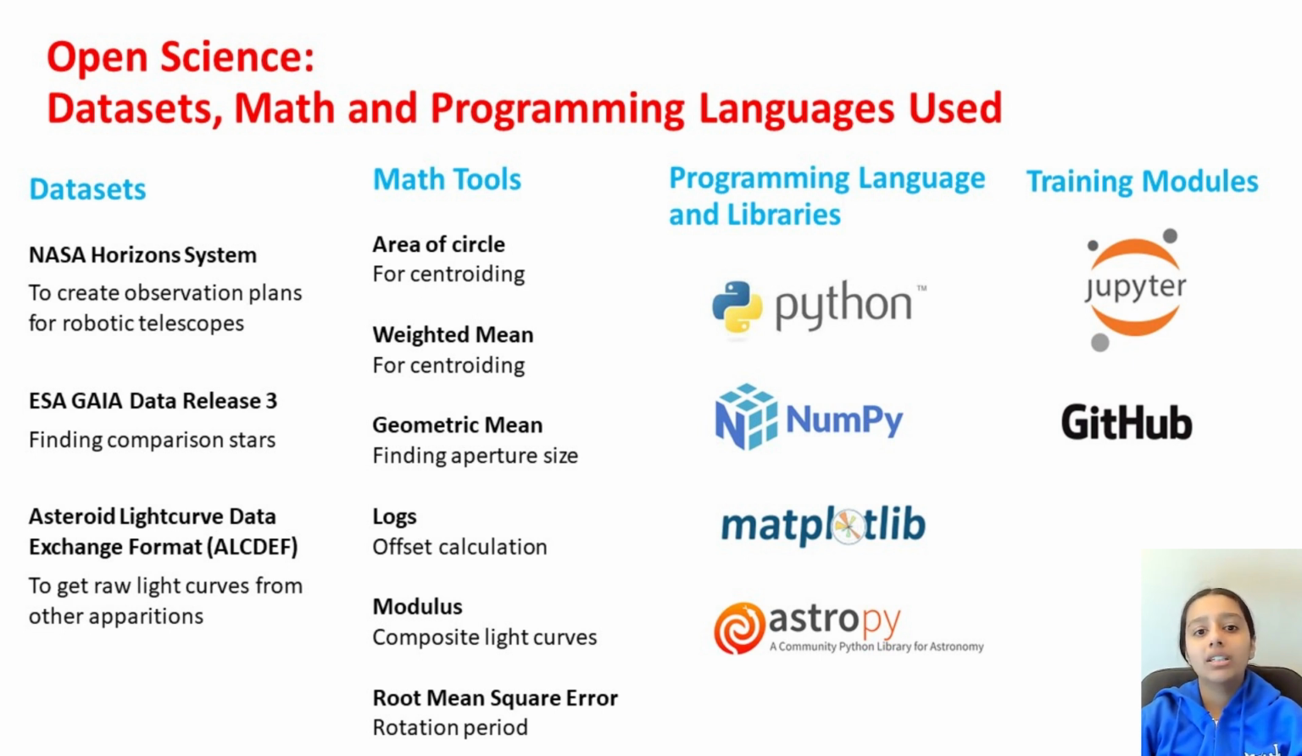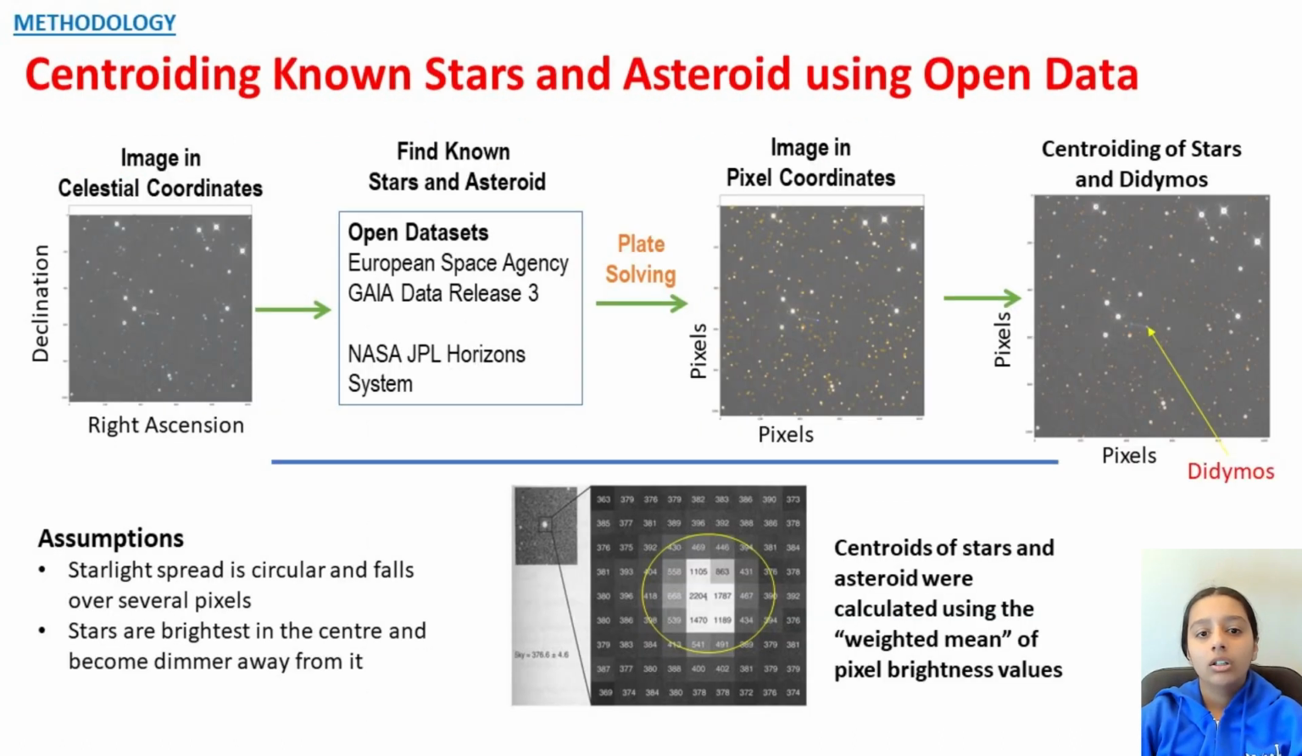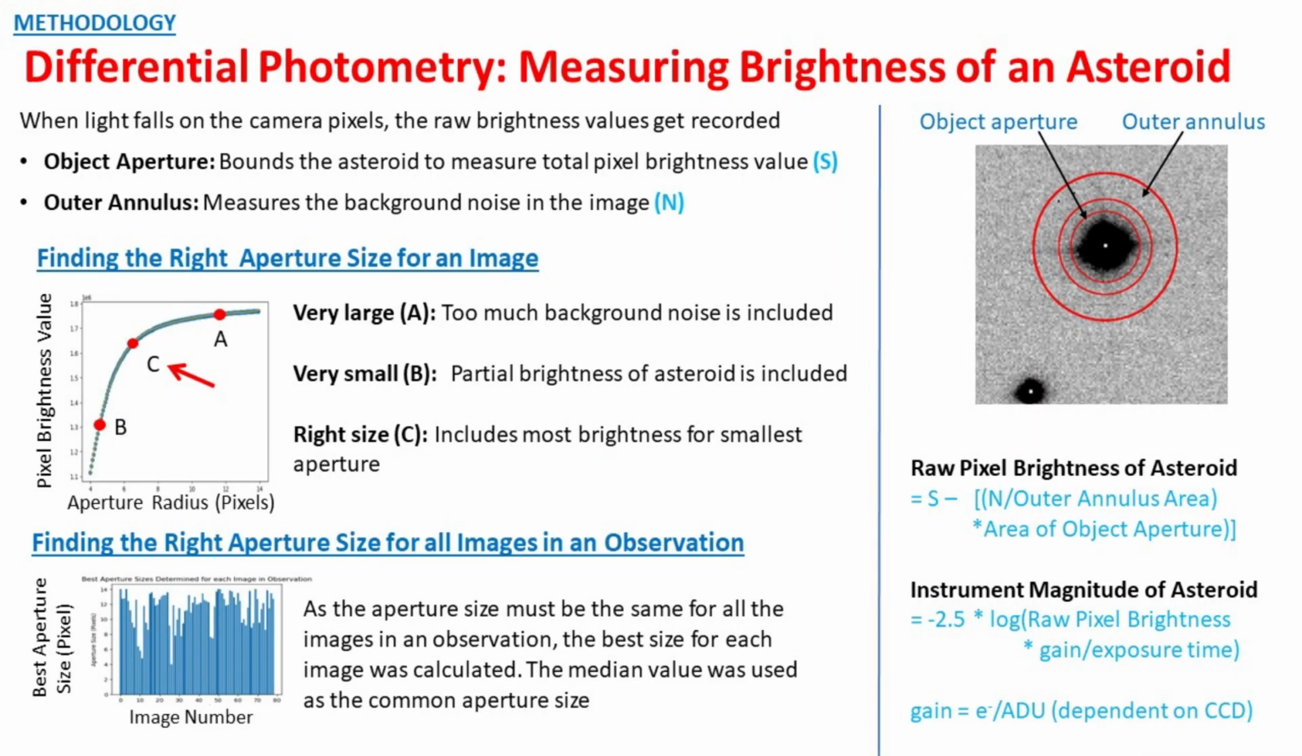Because I love maths, I used so many math tools like geometric mean, weighted mean, and mod, which made the project so much funner. After getting the images of the asteroid from robotic telescopes, the first step was to convert the right ascension and declination coordinates into pixel coordinates. I then created an algorithm that centered the positions of all celestial objects in my image. The next part was differential photometry. This allowed me to find the instrument magnitude of the asteroid.